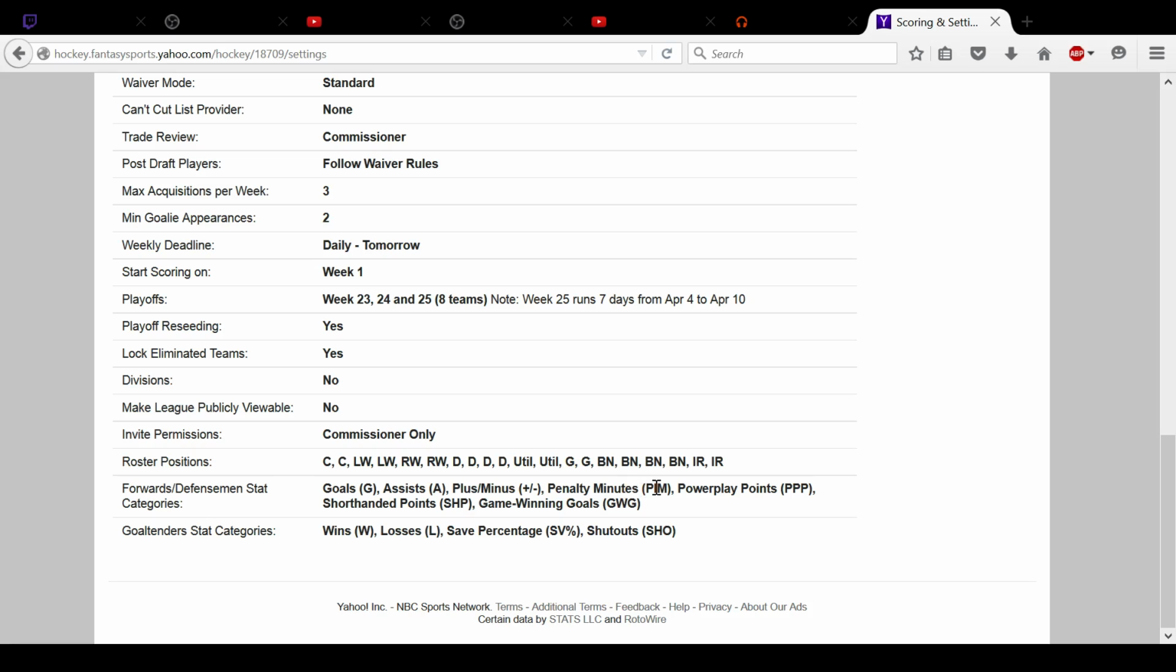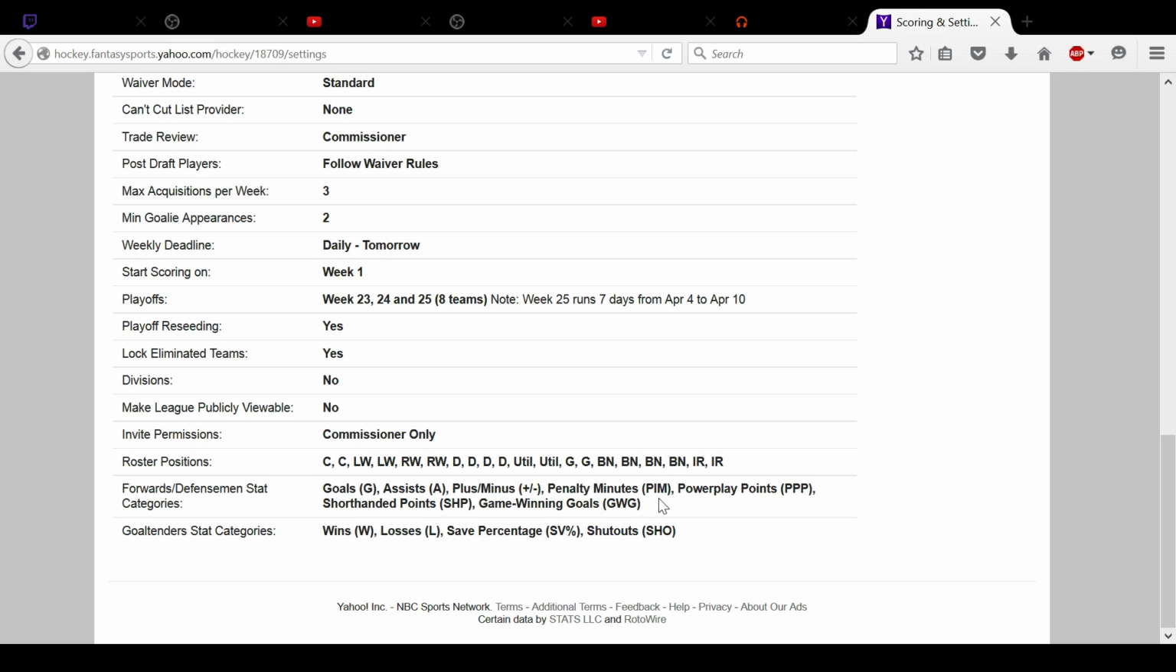Penalty minutes is another very important stat, and it's a controversial one. It's very common in a lot of leagues, and it's a difficult one to predict, because especially with the concept of staged fights gradually leaving the NHL game, guys who get penalty minutes just tend to be the more aggressive players, not necessarily the fighters, but the guys who play a chippier type of game, like a Wayne Simmonds or a Milan Lucic.